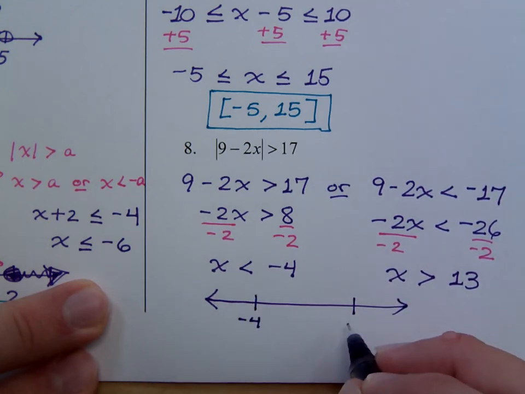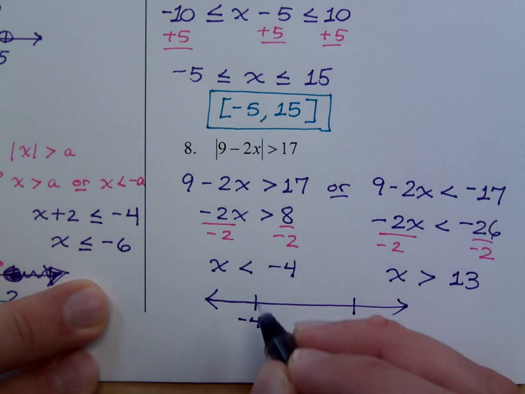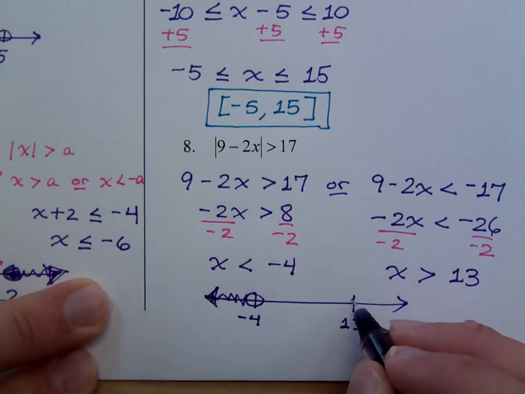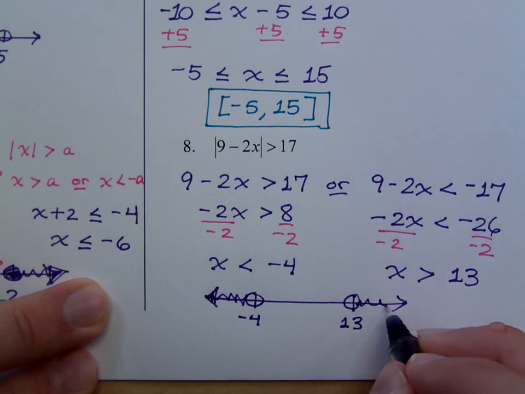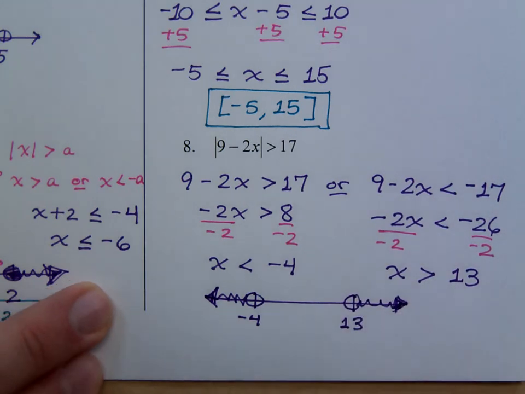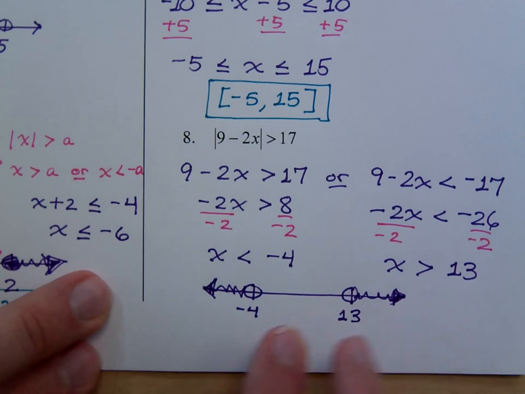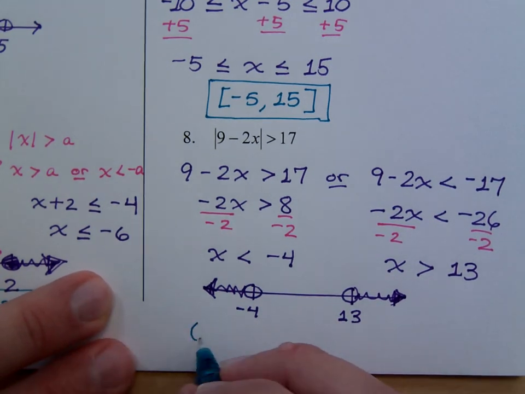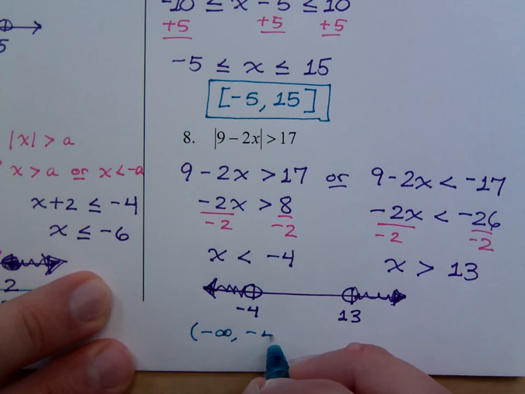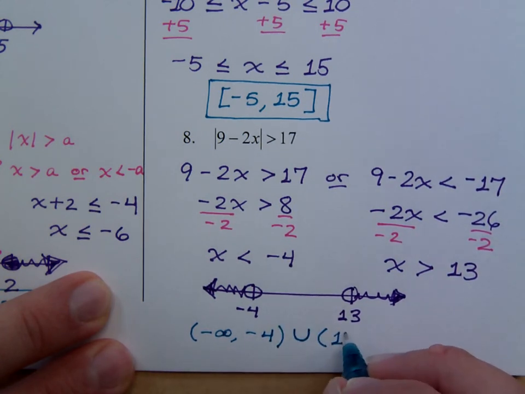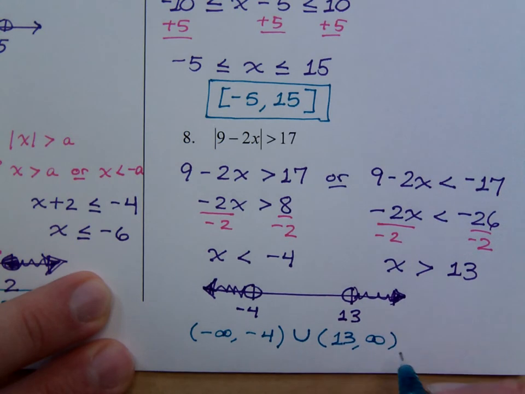So if you were to put this on a number line, here's negative 4 and 13. Less than negative 4 is going out to the left. Greater than 13 is going out to the right. So you see, we're kind of trying to separate. Stay away. And the interval notation goes from negative infinity to negative 4, union, parentheses, and that's 13 to infinity.